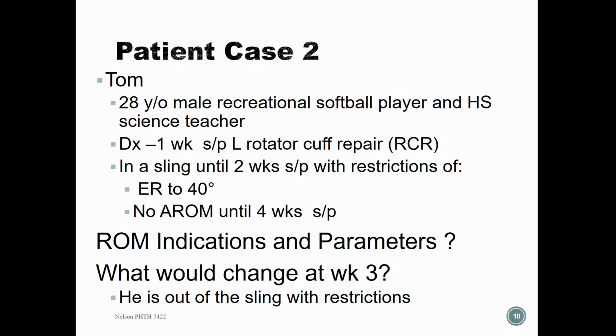What's going to change at 3 weeks? How would your exercise program change? So at 3 weeks, he has the ability to be out of the sling, but those restrictions of external rotation to no more than 40 degrees and no active range of motion remain. So this is a time where you can begin to do what we consider or call passive range of motion, but really anytime you grip something in the hand, the shoulder is engaged.